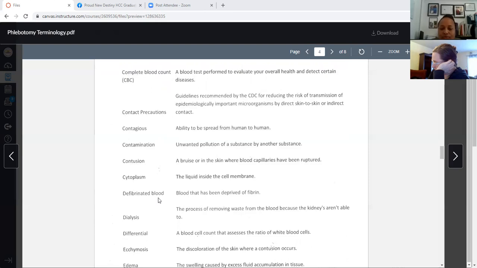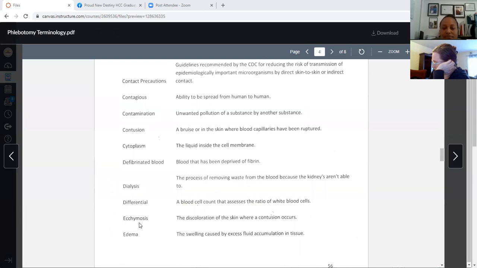So you'll want to highlight dialysis. Dialysis technician is also another job that you could do as a phlebotomist. You could be the phlebotomist that hooks the person up to the dialysis machine so that the machine can remove the waste from the body, from the blood. So the dialysis machine cleans the person's blood and then returns it back to them.